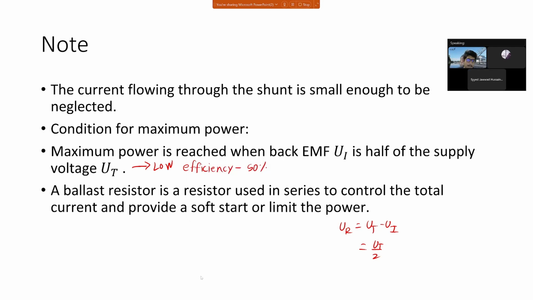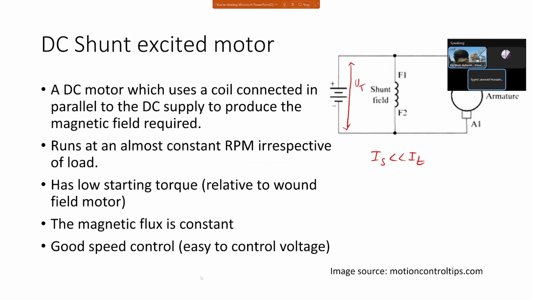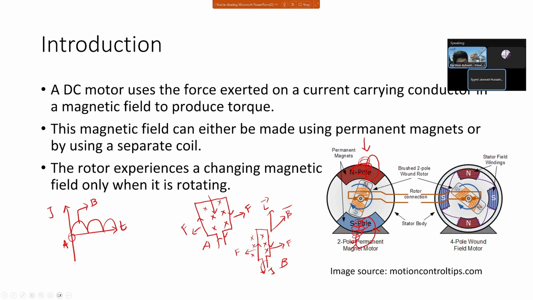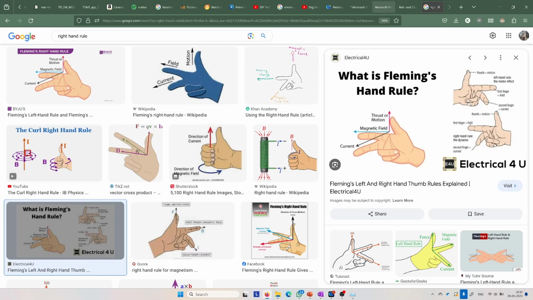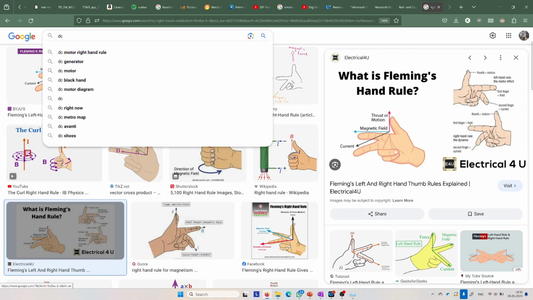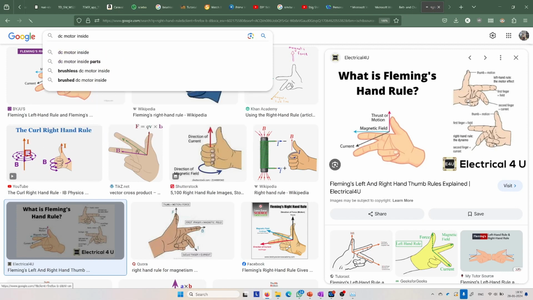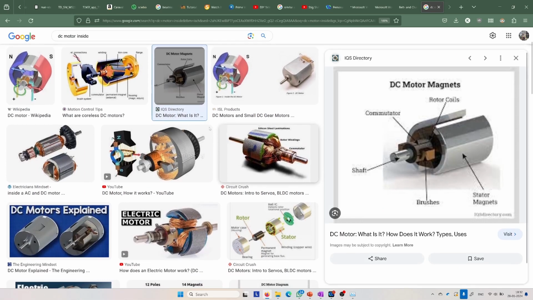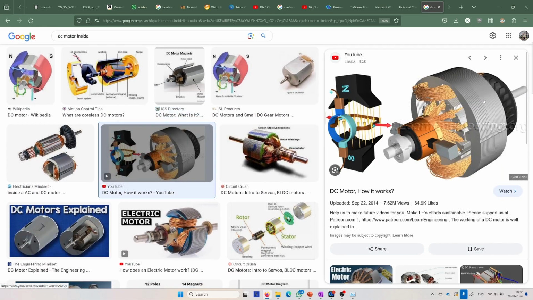Just a normal question: how is the shaft connected to the motor? The shaft is just connected to this armature, this coil. You can look at some images. Can you show me an image? Yeah, this one is really good. So this is the shaft.